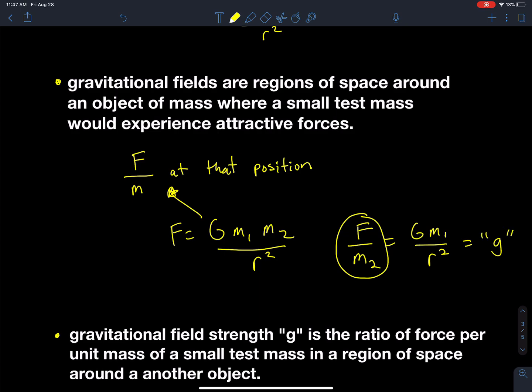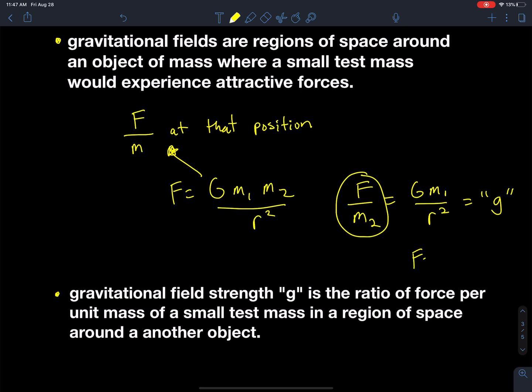Our acceleration of gravity. That's because F equals m times g is the force of gravity, if you remember from what we did at the beginning of last year. F equals m times g is the force of gravity. If I divide by m, F over m is equal to g, the acceleration of gravity.